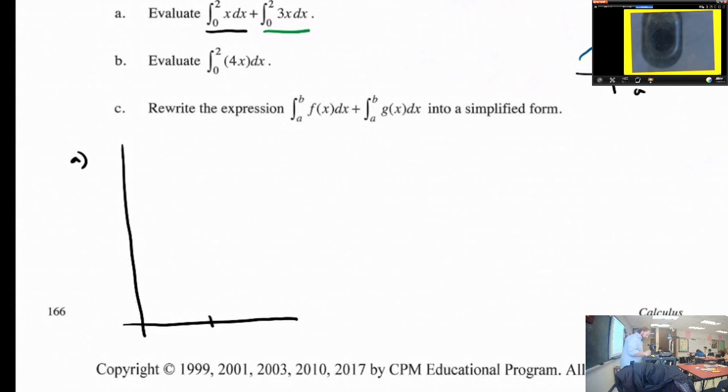We're going to go from 0 to 2, so on the x-axis we only need to mark out 0, 1, and 2. For regular old x dx, that's just going to be the function f of x equals x. In this case, it might be useful to note down that f of x is just going to be the function x, and g of x will be the function 3x. So for f of x, it's just the graph of y equals x. So here's 1, 2. I'm just going to put a point here at 2, 2. And there is the first function right there.